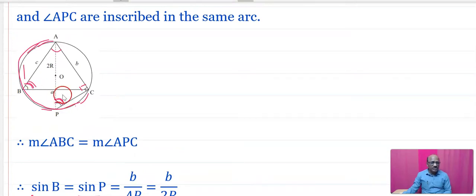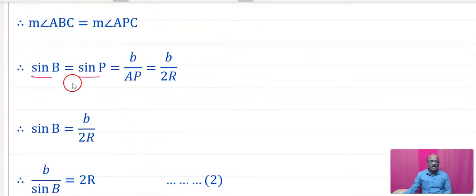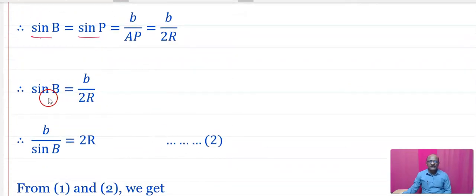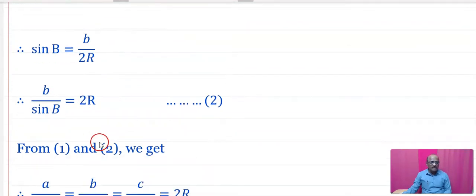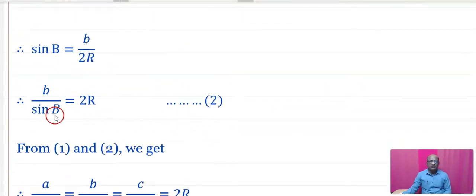But what is sine P? Opposite side upon hypotenuse. The opposite side is AC, and AC is b. So b upon AP, and AP is 2R. Therefore sine B is equal to b upon 2R. That is, b upon sine B is equal to 2R. From this ratio, we have b upon sine B is equal to 2R. The value of this ratio is 2R.